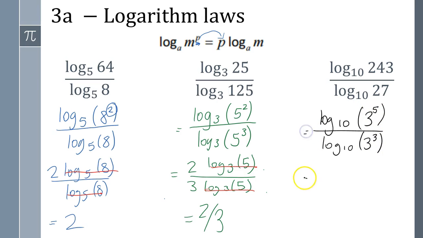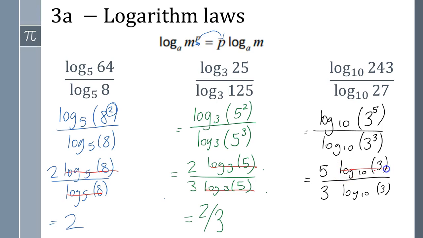Okay, powers come out the front. Same things cancel out. And my answer is 5 over 3. Or 1 2/3. I just normally leave it in an improper fraction. They seem to work out easier in this course. Certainly don't swap it to decimals unless it's specifically asked to.